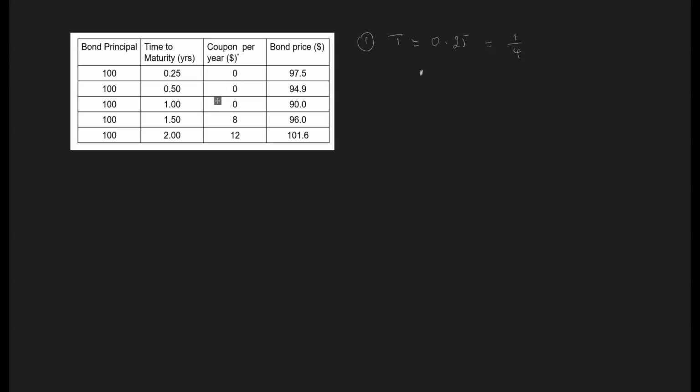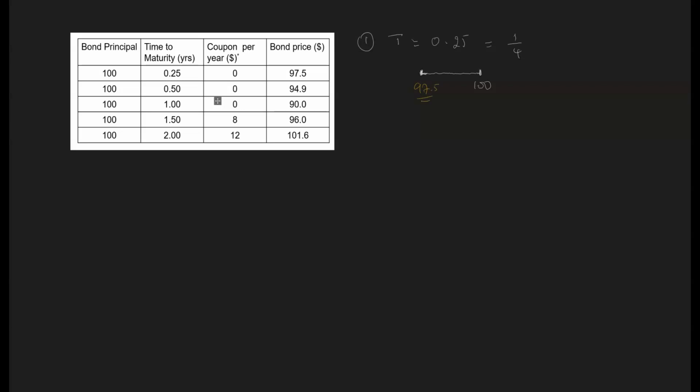A bond is trading here, is selling here, and it has a maturity of 1/4 of a year, and face value, which is 100, is going to be paid at the maturity, and the current price of the bond is 97.5. So 97.5 is the current price of the bond.